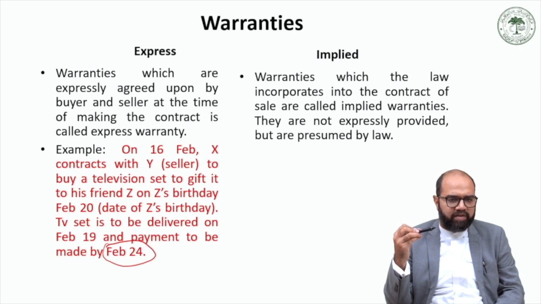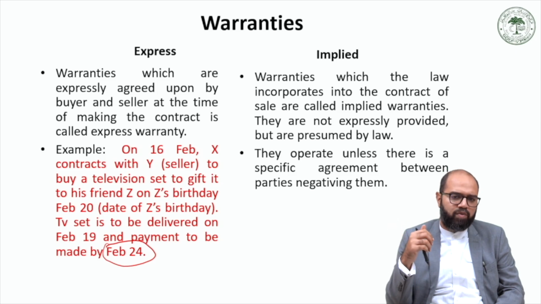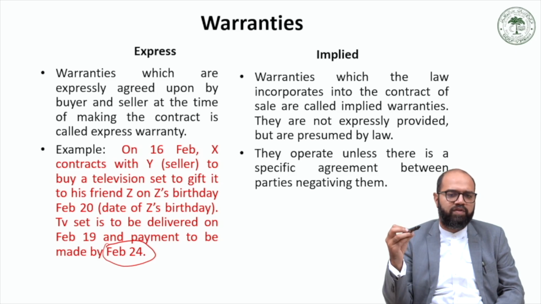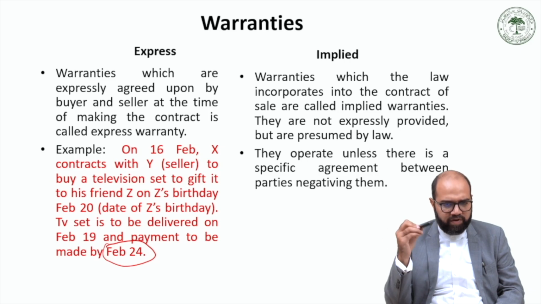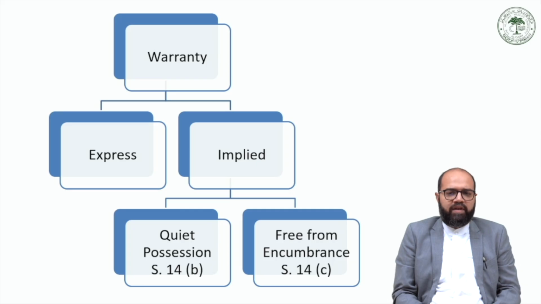They are not expressly provided, but they are presumed by the law. They operate, or as a matter of default rule, they apply to all contracts of sale of goods. They are excluded only when there is a specific provision in the agreement that implied conditions and warranties shall not operate. So now we shall be looking at the various kinds of implied warranties.